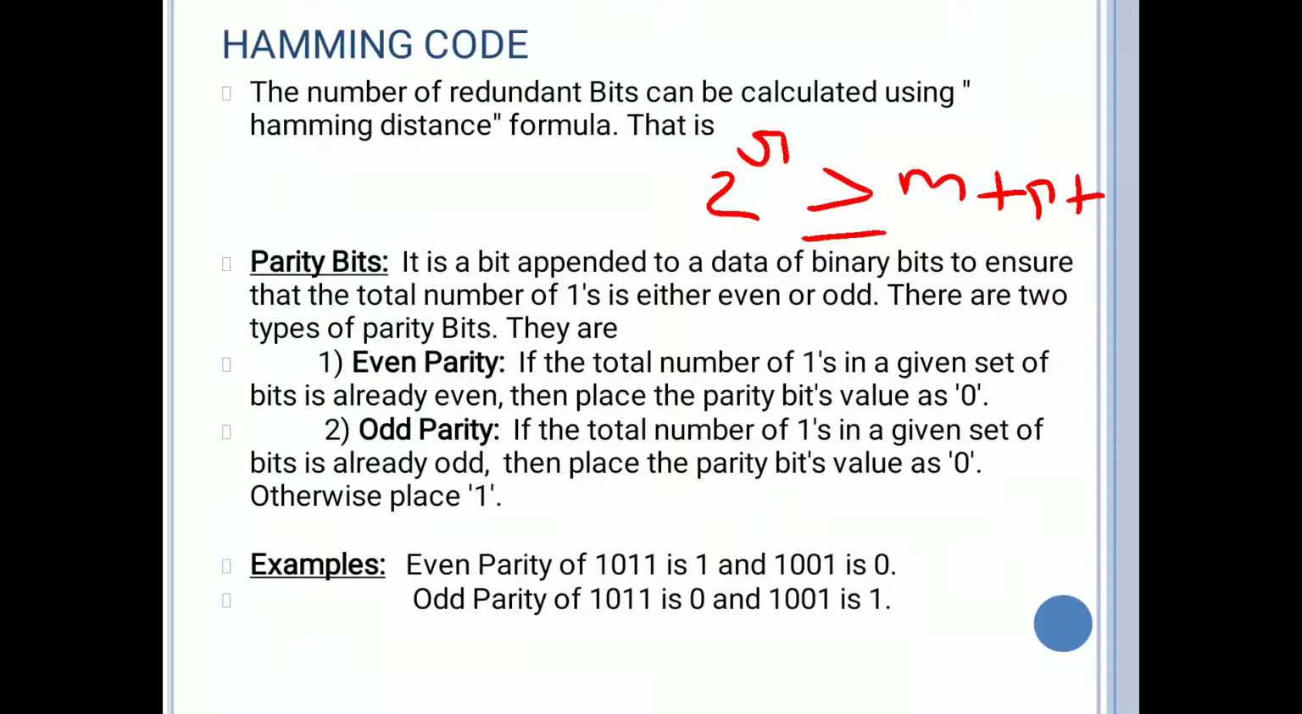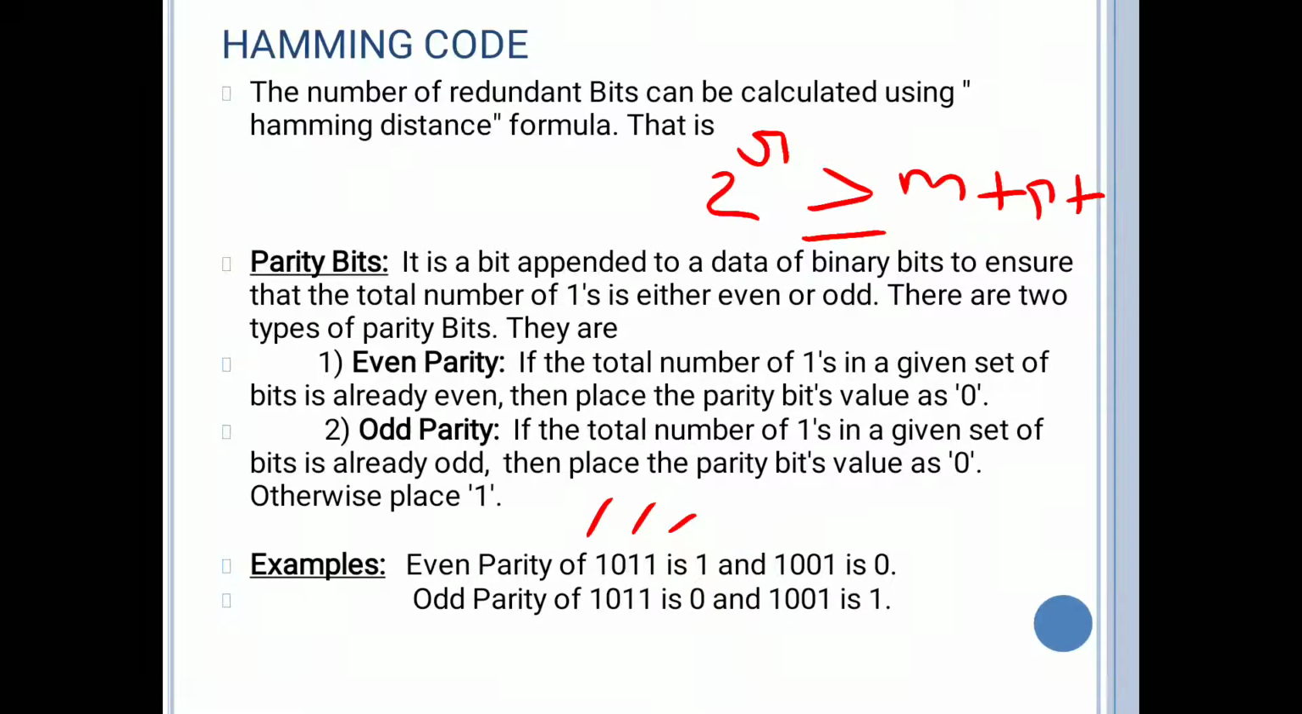For example, consider the even parity of 1 0 1 1. Total number of ones are 1, 2, 3. 3 means it is not an even parity. Then in place of this we will place the parity bit value as 1. So if the parity bit value is 1, then the total number of ones is now 4, that is even. Then it leads to even parity. So like this we will calculate the even parity and odd parity.